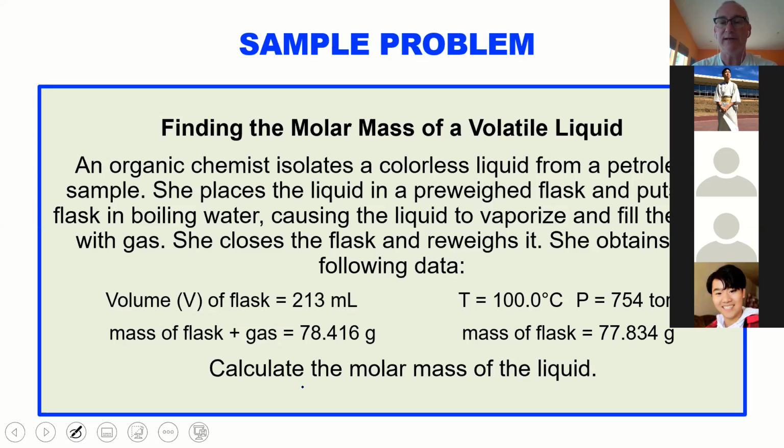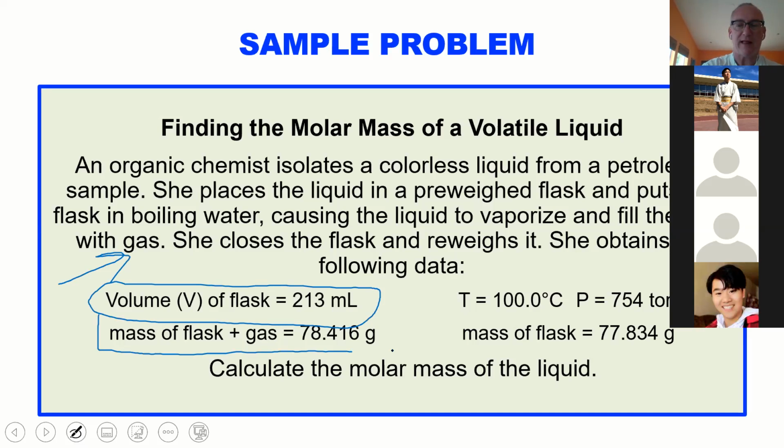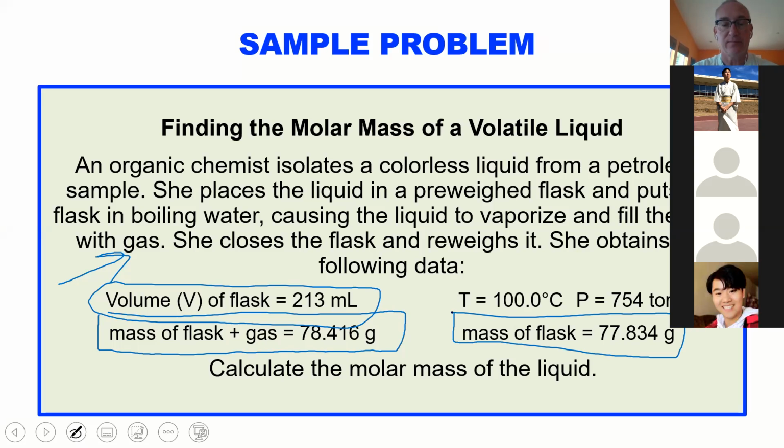She has this liquid, she puts it in a flask, and boils the flask, so it vaporizes and fills the flask with gas, because if it's petroleum and you increase the temperature, it's basically going to turn into a gas. This is the volume of the flask. This is the mass of the flask with the gas in it. And then she measured the mass of the flask before she put the gas in it, so you can figure out the mass of the gas. This is the temperature, and this is the pressure.